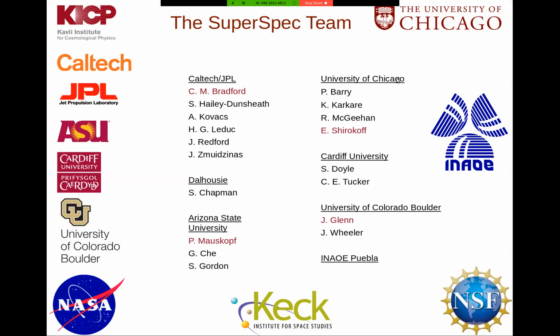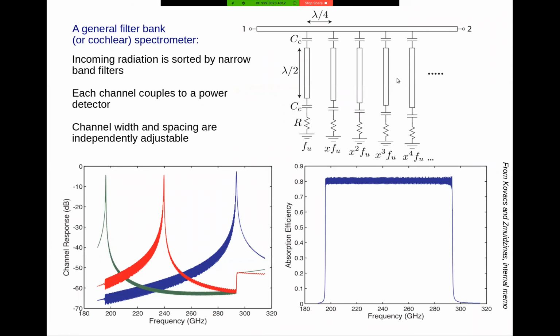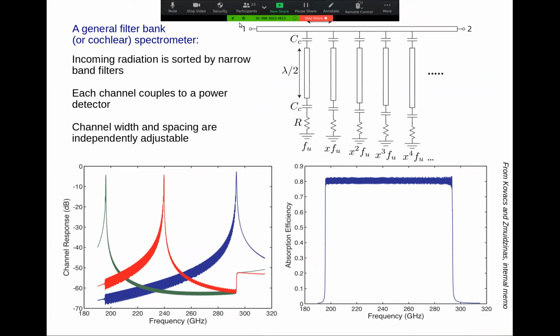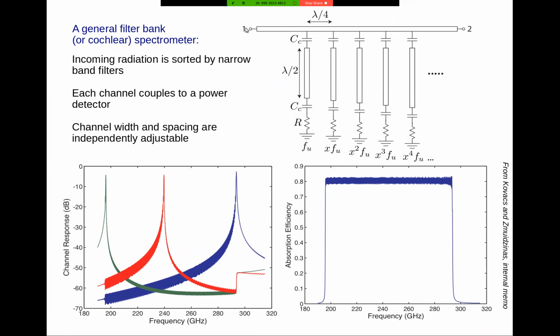So I'm going to talk mostly about a project called SuperSpec, run by a bunch of different people, led by me, also folks at Caltech, a number of other collaborators. And the basic idea is that instead of using a grating spectrometer, you want to send radiation in along port 1, shown here, down a transmission line, and then couple it to a resonant filter, and then couple that resonant filter to a detector, which is written as an R, as a resistor in this particular representation.